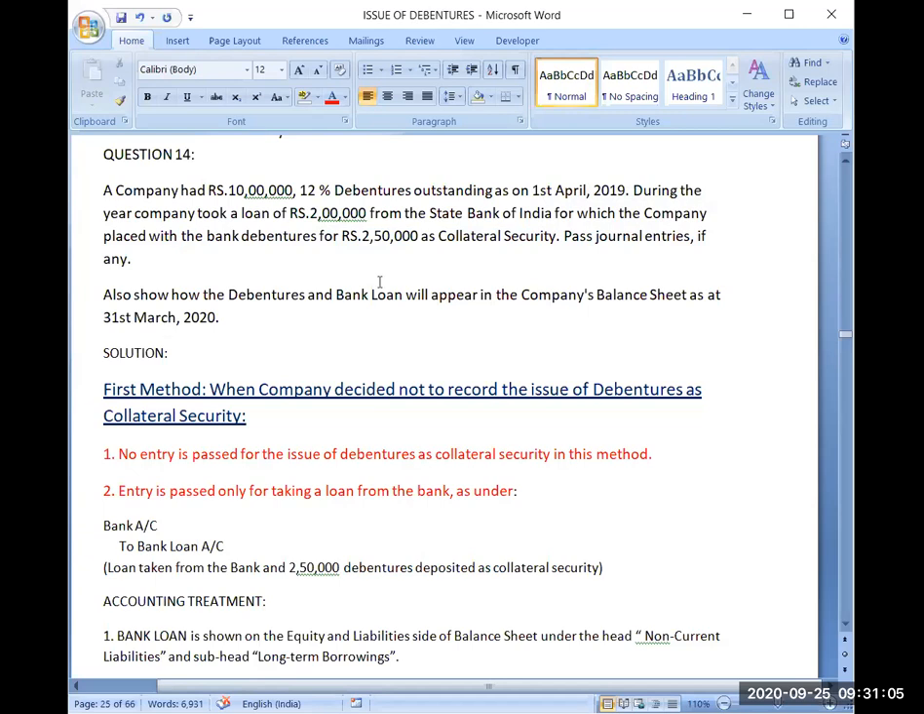Now, there are two methods of recording this particular case when we are issuing debentures as collateral security. The first one is when the company decides not to record the issue of debentures as collateral security. When the company decides that we will not record the debentures which we are issuing as collateral security, then in that case, no entry is passed for the issue of debentures as collateral security in this method. So obviously there will be no journal entry passed for this.